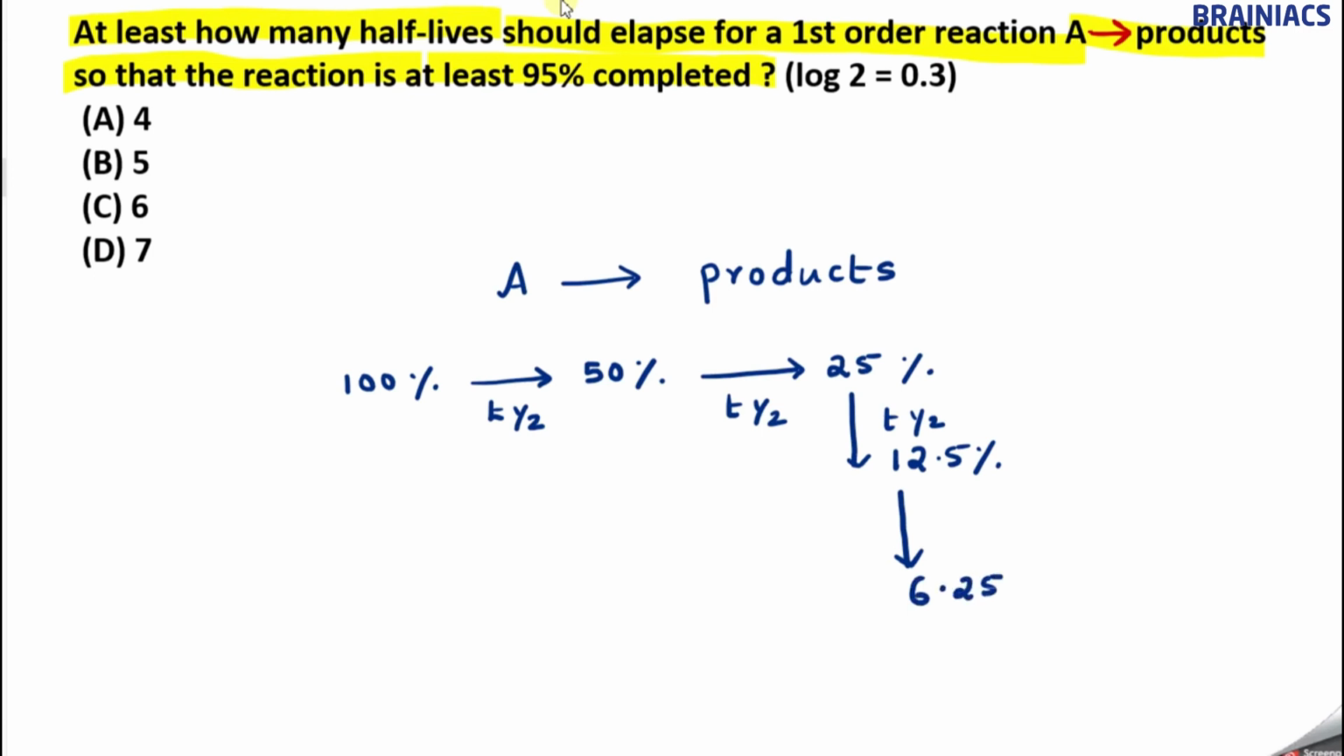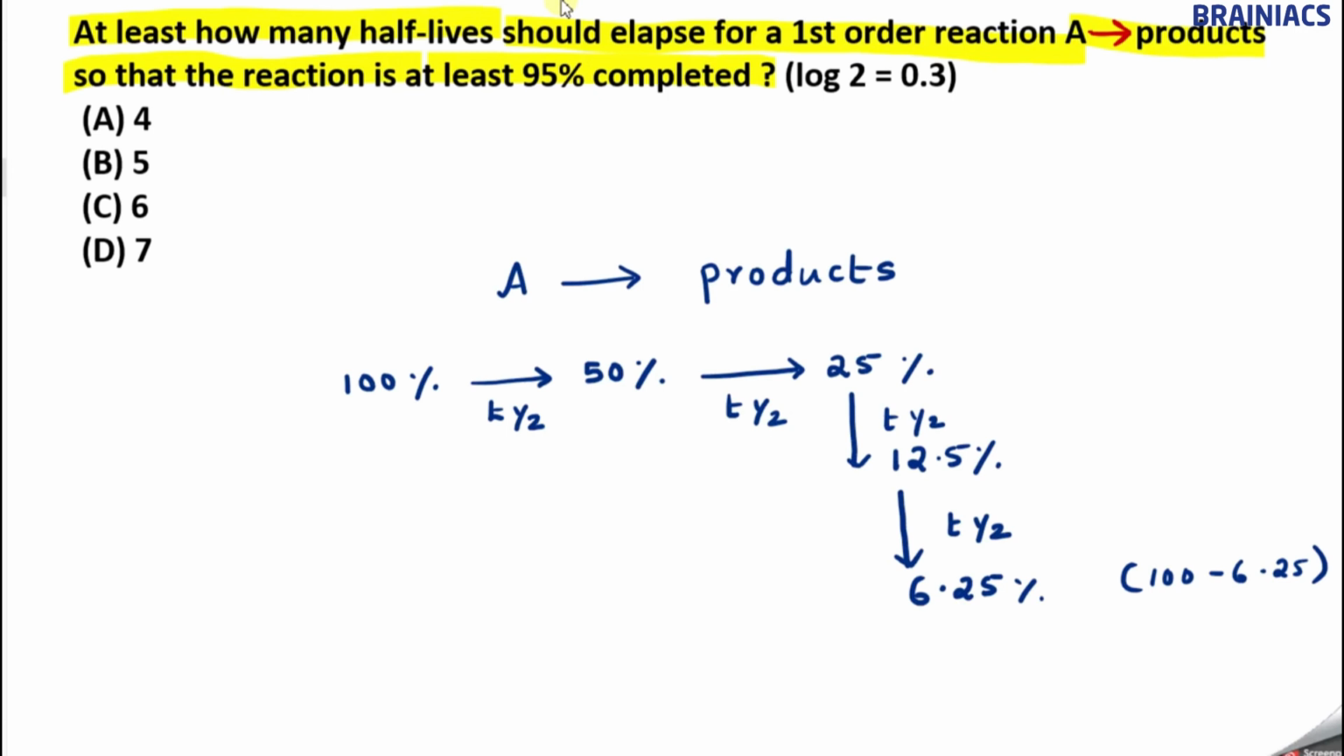So if it is 6.25, another half life is used, correct? So until now, how much is totally consumed? If you see here, 6.25% remains. That means up to 94% is done, but they are asking 95%. Now only 6.25% is remaining, which means 100 minus 6.25% is already completed.